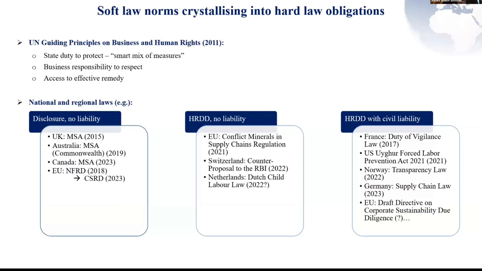Now, the box at the bottom of the slide here takes you through what I would describe as 3 different stages in new national and regional laws that have been introduced in recent years. The first category I've called disclosure requirements, but with no liability attached to it, so no sanctions. Examples of this are the various national modern slavery acts, and I've listed there some from the UK, from Australia, one from only this year in Canada. Before all of those, there was one in California.